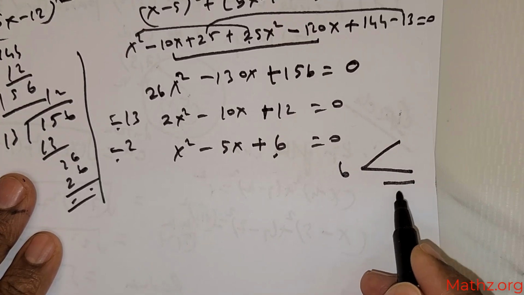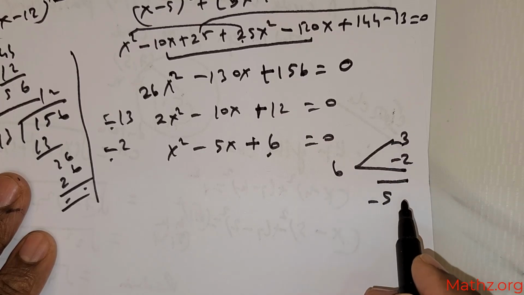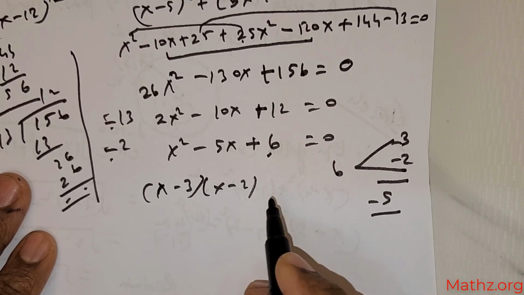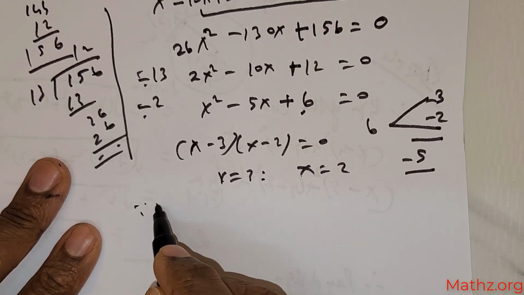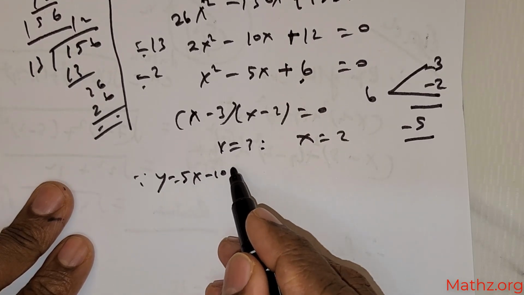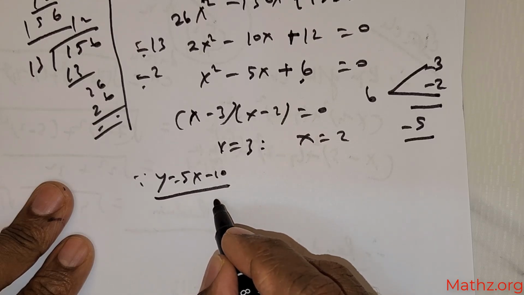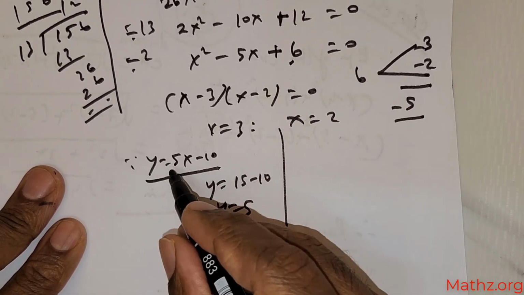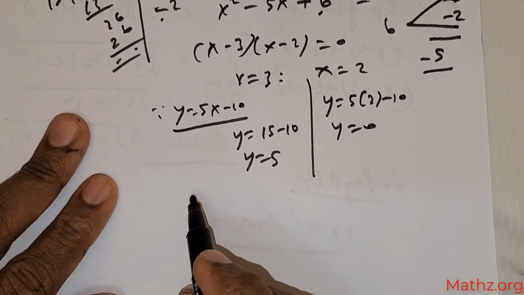Now you have to get 6 and you've got to get minus 5. Now 3 times 2 is 6 and when you add, you get minus 5. So (x minus 3) and (x minus 2) is equal to 0. This means x is equal to 3 and x is equal to 2. Now since y is equal to 5x minus 10 is the equation of the straight line, you substitute x is equal to 3 over here. So this will give you y is equal to 15 minus 10, so y is equal to 5. Over here you substitute x is equal to 2: y is equal to 5 times 2 minus 10. You get y is equal to 0.